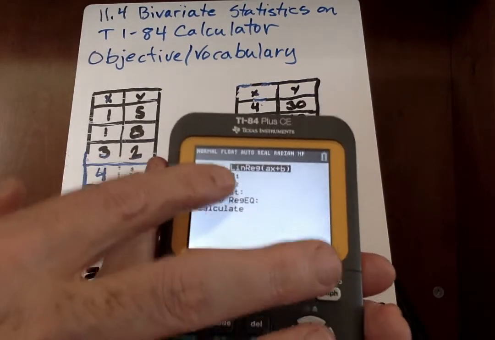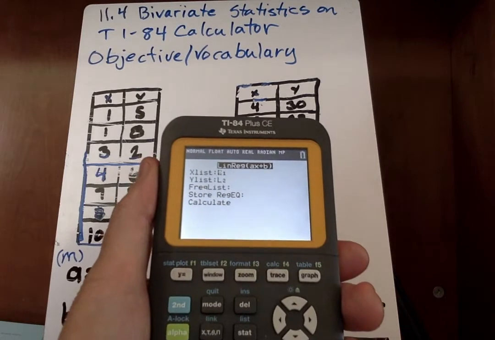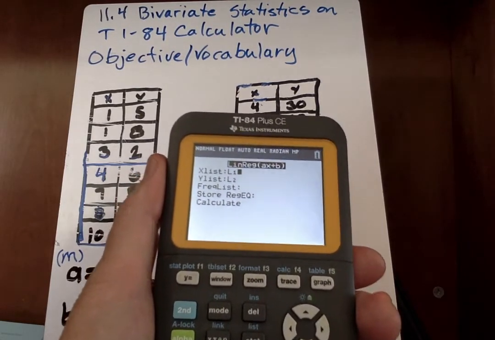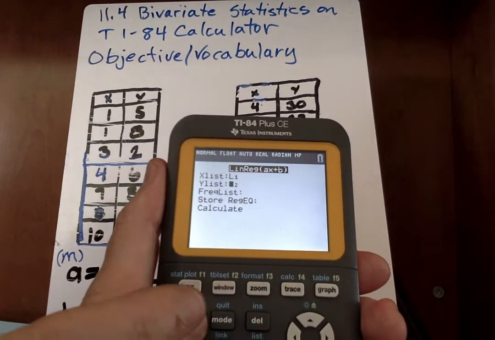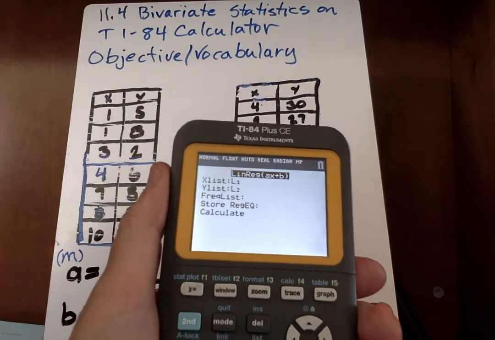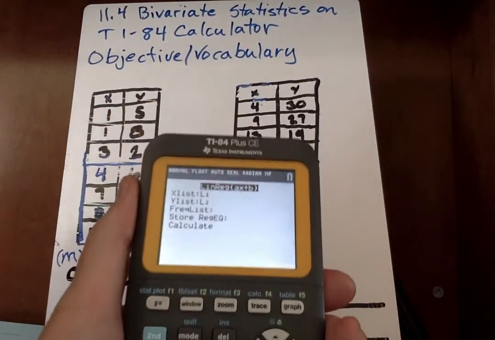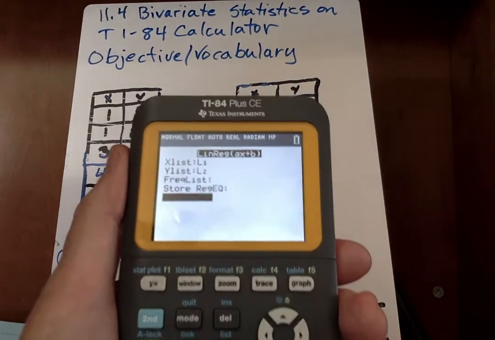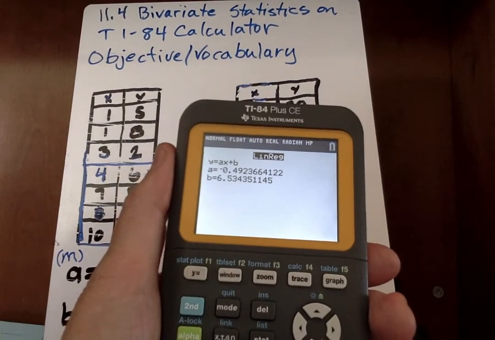I want to make sure L1 is there. If it's not, you push the second button here, and see this number 1? It has a blue L1. You want to enter that and make sure it's L1. Now, for Y list, you need to have L2: second, and then the number 2. See the blue L2 right there? You want to enter that, make sure it's L2. Enter, enter, enter, until it says calculate right there. And then I push enter again for calculate.